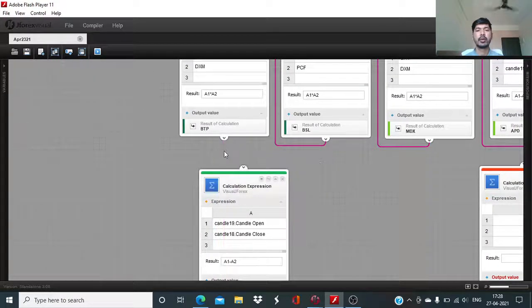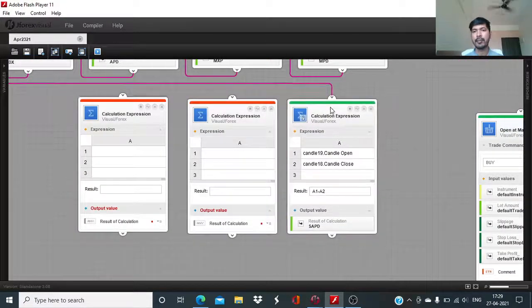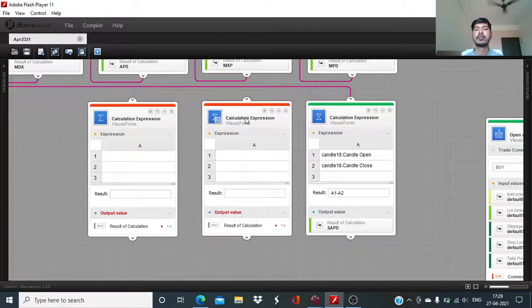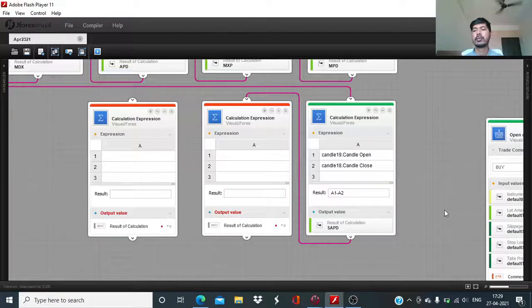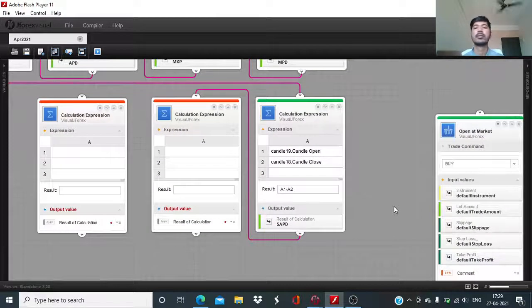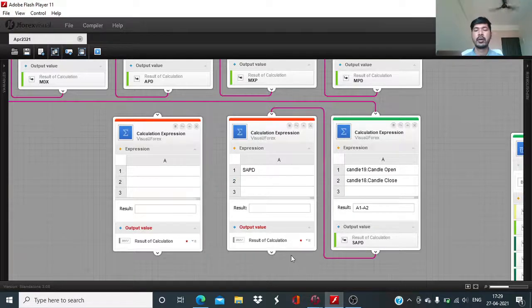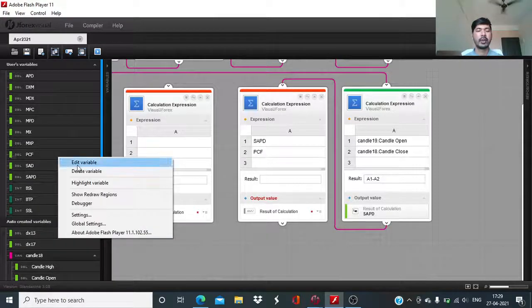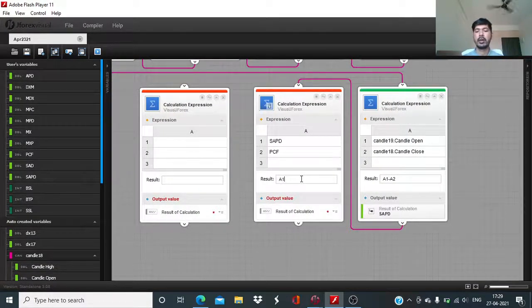I will join this below the BTP. And then whatever is the actual price difference, we simply have to multiply it with the pip conversion factor, which is 10 raised to the power 2. This is going to be A1 into A2.